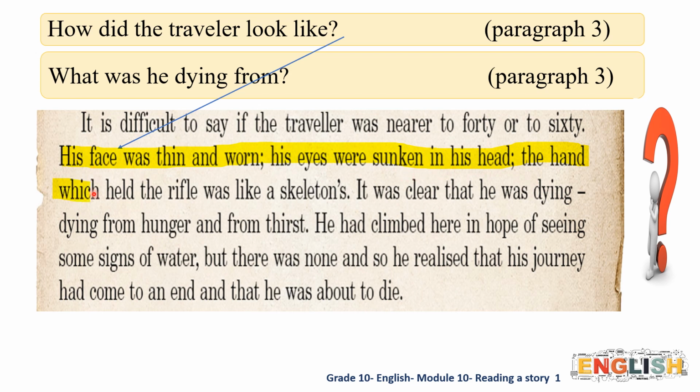The hand which held the rifle was like a skeleton's. What did his hand hold? A rifle. Thank you. How was his hand like? It was like a skeleton's, and this is called simile. Thank you very much. The second question, what was he dying from? He was dying from two things. They are excellent: hunger and thirst. Thank you very much. Let's move to the next question.